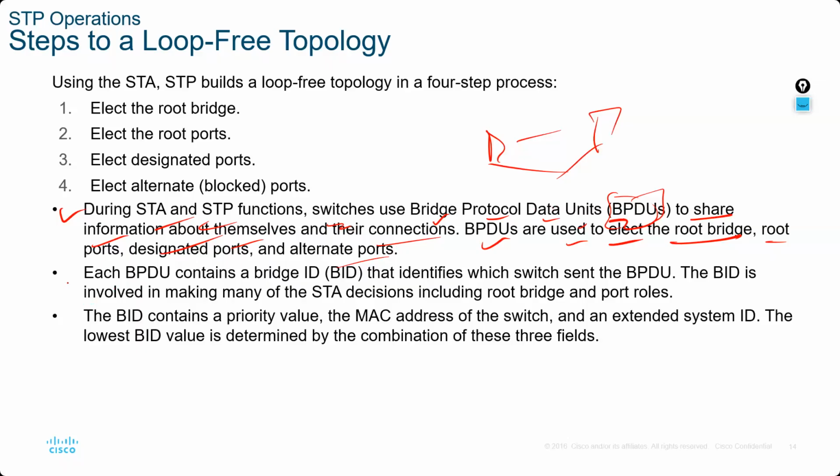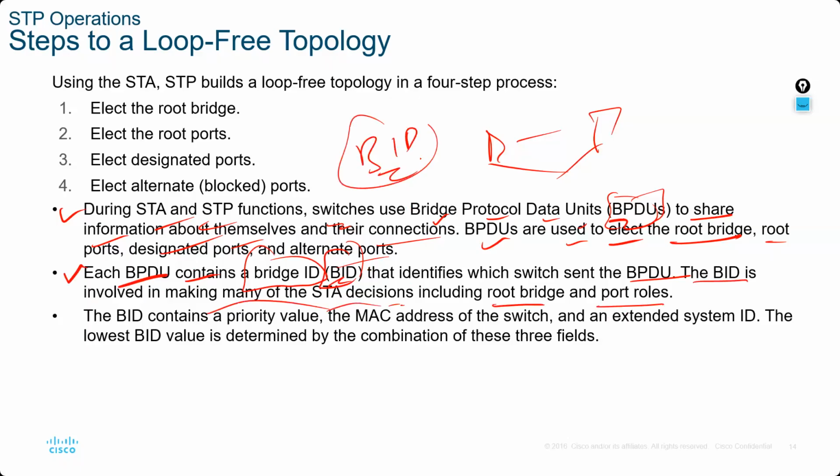So watch out. What is in the BPDU? One of the things is that each BPDU contains the bridge ID, which is also called the BID. So what is a BID? It identifies which switch sent the BPDU. This is like the identity of the switch that sends the love letter or the gist. And this BID is involved in making many of the spanning tree algorithm decisions, including the root bridge and the root port.